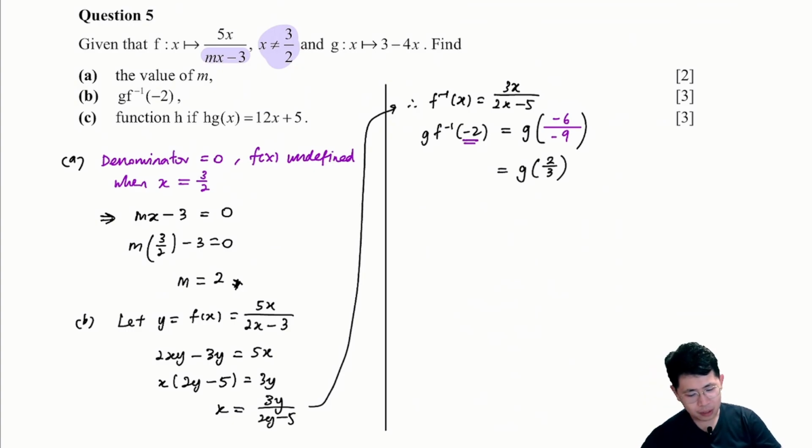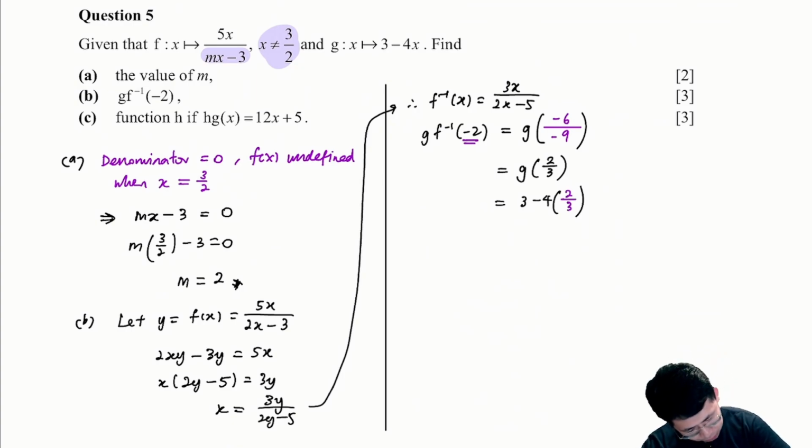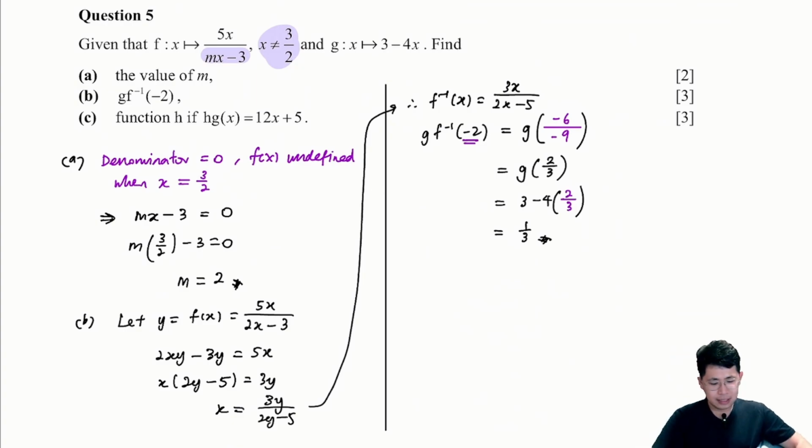So next is to sub in 2 over 3 into the expression of this one over here. Okay, so we will have 3 minus 4 of 2 over 3. Okay, so with this, all together we are going to get 1 over 3 as our final answer for the GF inverse of negative 2.